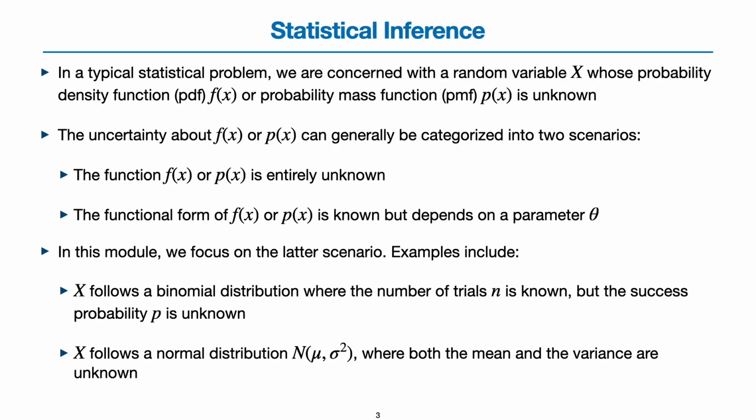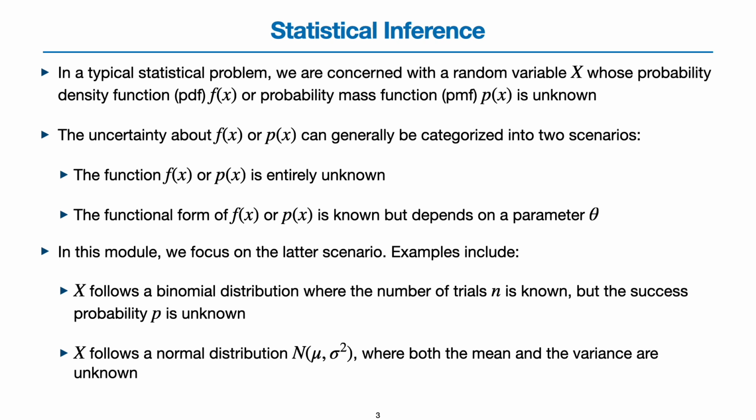So what is statistical inference? In a typical problem, we have a random variable, and we call this random variable x, whose probability density function, or PDF, or probability mass function is unknown, right? So PDF is what we use for continuous distributions, and PMF is what we use for discrete distributions. And for the purposes of this lecture, we treat them very similarly, right? Because we assume that we have two categories. Either we don't know the functional form of these two functions, or we know the functional form, but there are some unknown parameters in them, right?